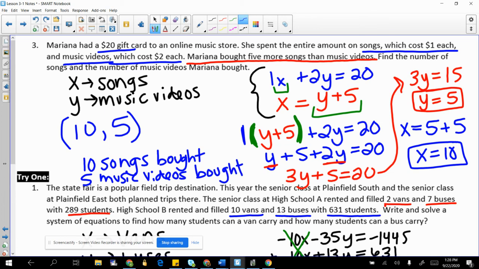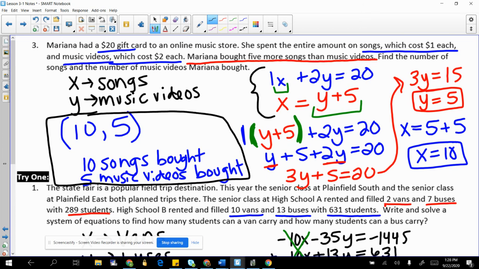And that's your final answer. And we know this makes sense because if you look at the very last part, or the part in red, it said Mariana bought 5 more songs than music videos. And 10 is 5 more songs than the 5 music videos. So we know we're good.